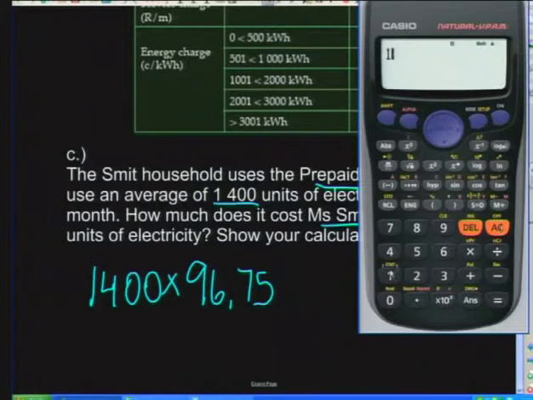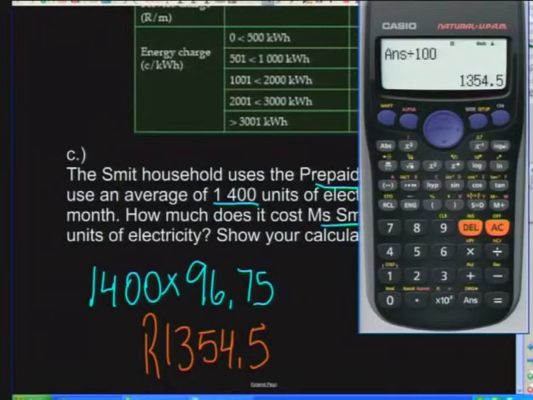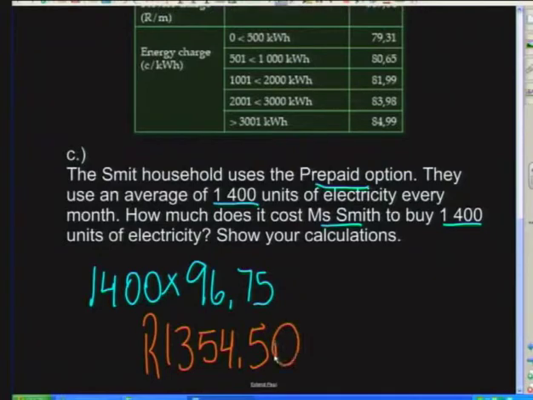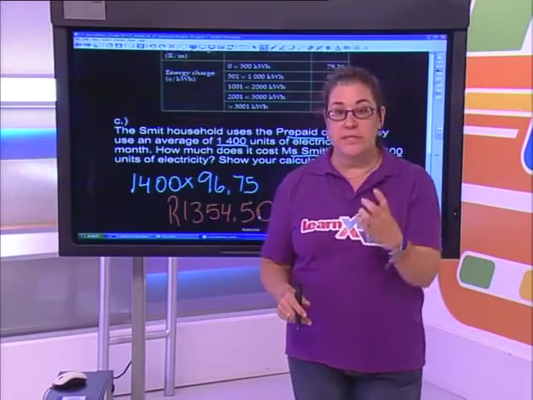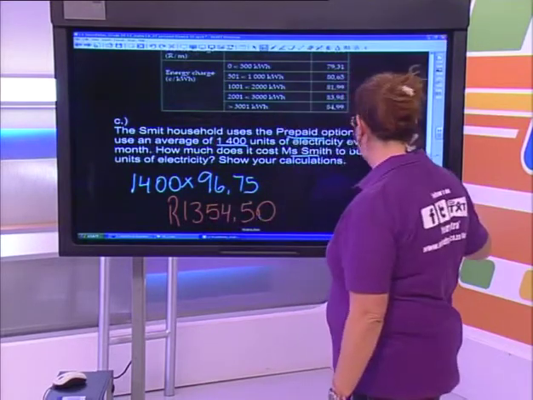So let's do that in one step. So it's 1,400 times by 96.75 equals divide by 100. So she is paying 1,354.50. And don't forget two things now. When we're talking about money, we need to show two decimal places. So coming back to my question, even though it was comma 5 on my calculator, I need that zero, really, really important, and I need the unit. We're dealing with money. So you must give me the rand value, the rand sign.